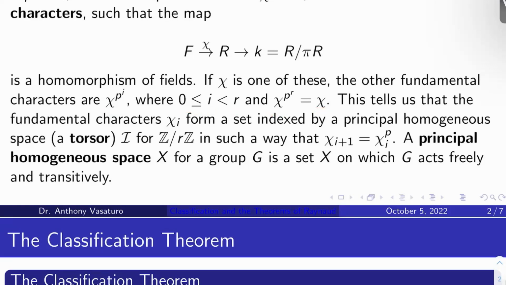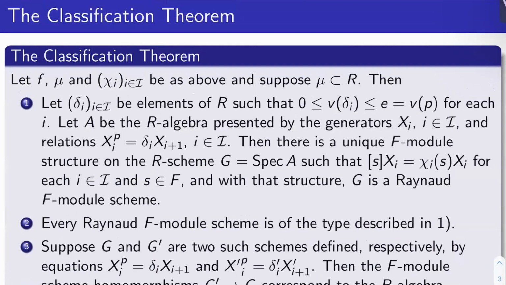In other words, the upshot of all this is that the fundamental characters chi form a set indexed by what we call a principal homogeneous space, or a torsor I, for Z mod rZ, in such a way that the (i+1)st guy in the set is the pth power of the ith guy. So you keep taking pth powers to get the next thing in the set. And what's a principal homogeneous space, if you've never heard that before? A principal homogeneous space X for a group G is just a set X on which G acts freely and transitively.